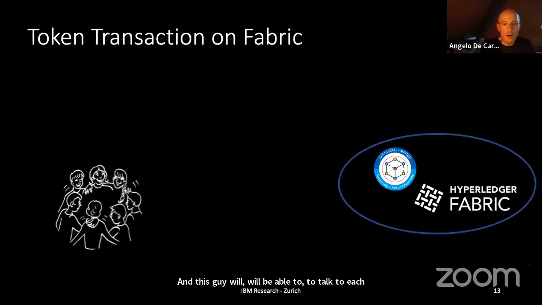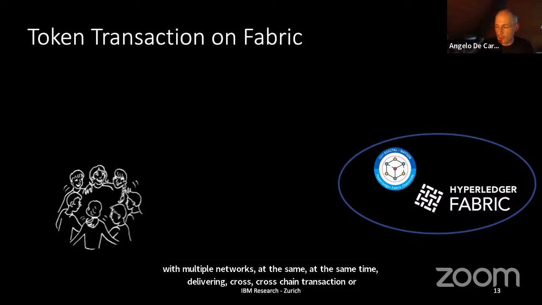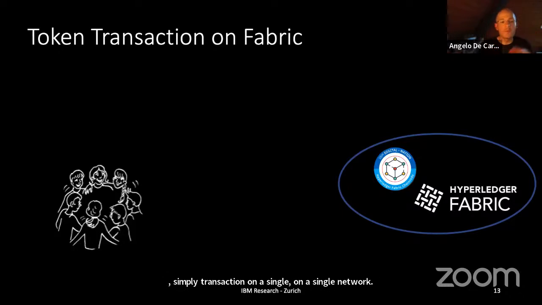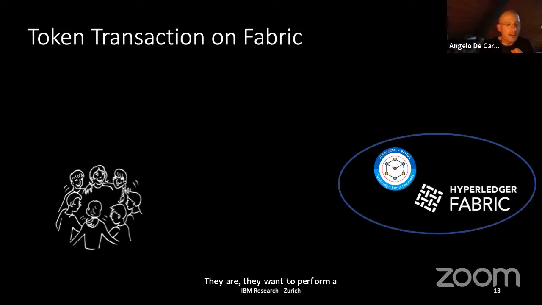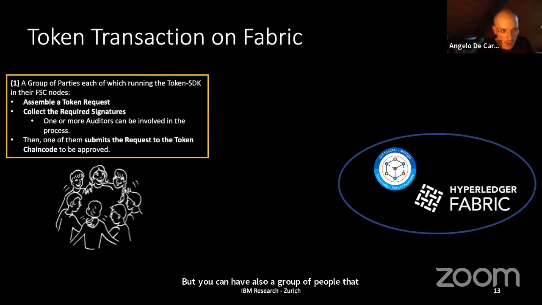Let me give you just a very quick understanding of the life cycle of a token transaction inside the Token SDK. So we have on the left-hand side a bunch of people. They want to perform a transaction. You might need at least one person that wants to transfer some money, but you can also have a group of people that together want to perform atomically a certain set of transactions.